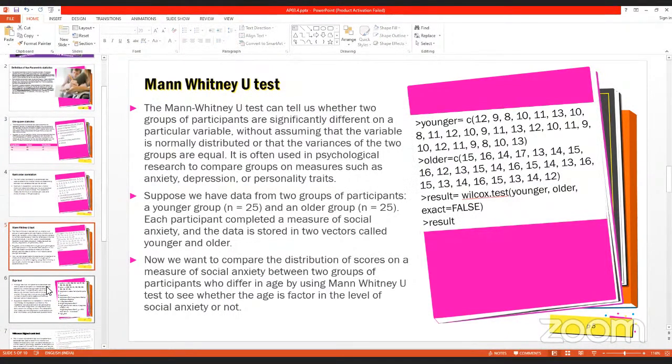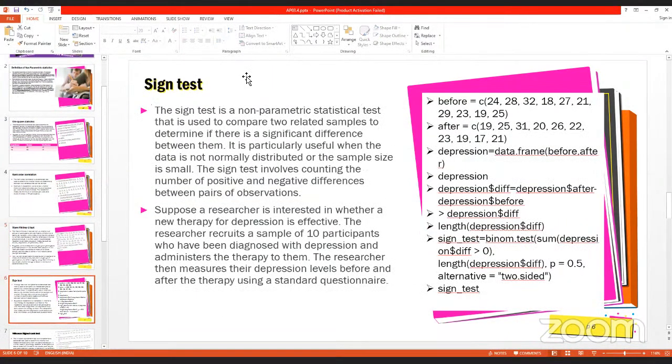अभी साइन टेस्ट। So the sign test is a non-parametric statistical test that is used to compare 2 related samples to determine if there is a significant difference between them. It is particularly useful when the data is not normally distributed or the sample size is small. The sign test involves counting the number of positive and negative differences between pairs of observation.